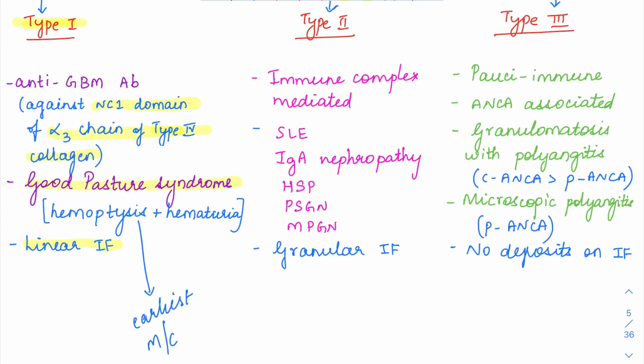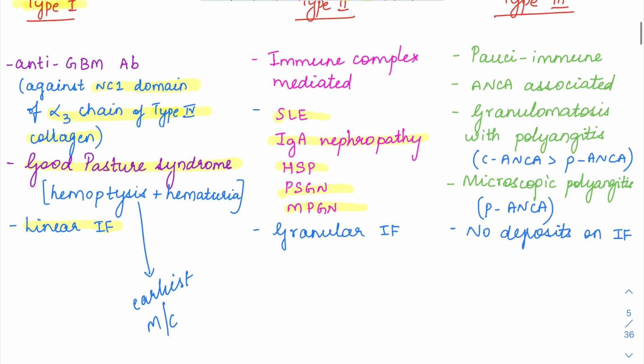So the examples of these will be SLE, IgA nephropathy, Henoch-Schönlein purpura, even post-streptococcal glomerulonephritis and MPGN. So in glomerulonephritis, the examples are going to be very, very important. That is how you come to a diagnosis at last. So all of these examples can present with type 2 RPGN in their severe stage. And since these are immune complex diseases, they are going to have a granular immunofluorescence.